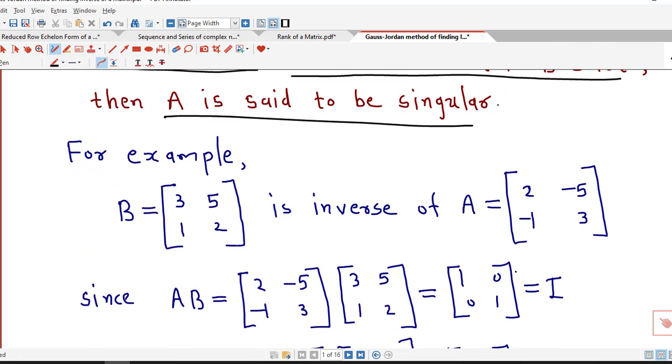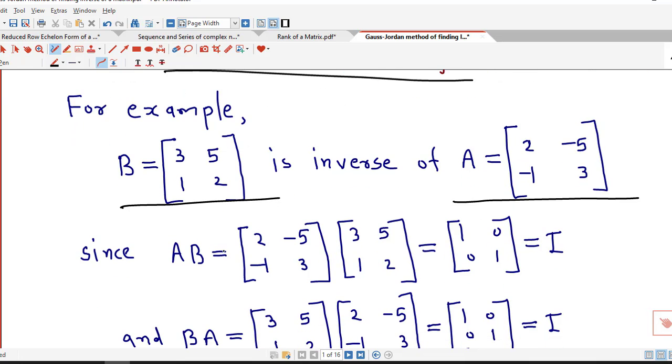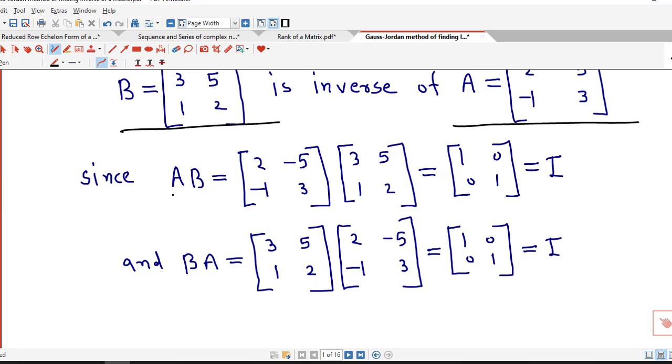So here we can see we have taken these two matrices. Capital A is a matrix of order 2 and capital B is another matrix of order 2. And here if we multiply A and B either from left hand side or right hand side, then we can see multiplication is identity matrix. So here capital A and B are inverses of each other.